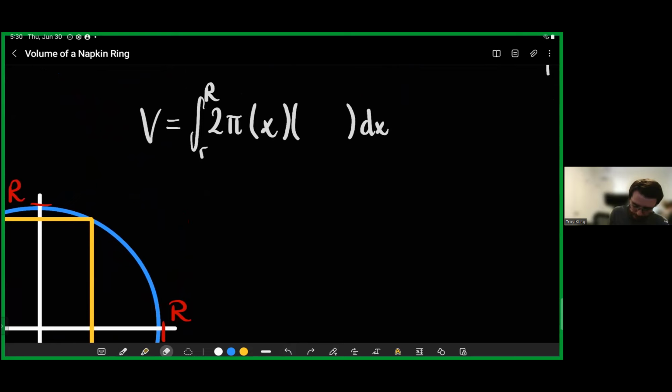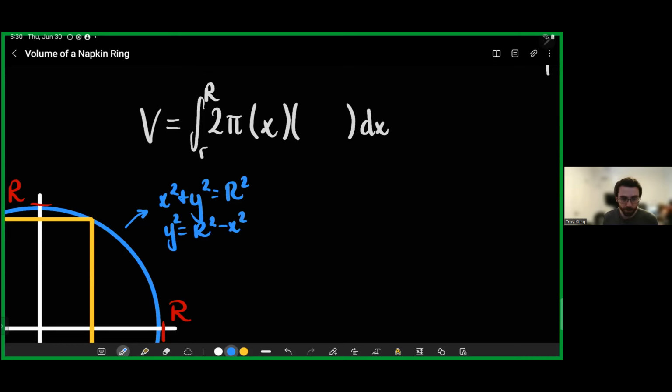So positive x, positive y. What I want to do is find an equation for this curve. Now, it certainly looks like it's just a chunk of a circle with radius R. So you might say, okay, well, this is a circle of radius R. I can write that as x squared plus y squared equals capital R squared. But in particular, it's sort of the top half, right? So if I wanted to solve this for y, I could do that the usual way.